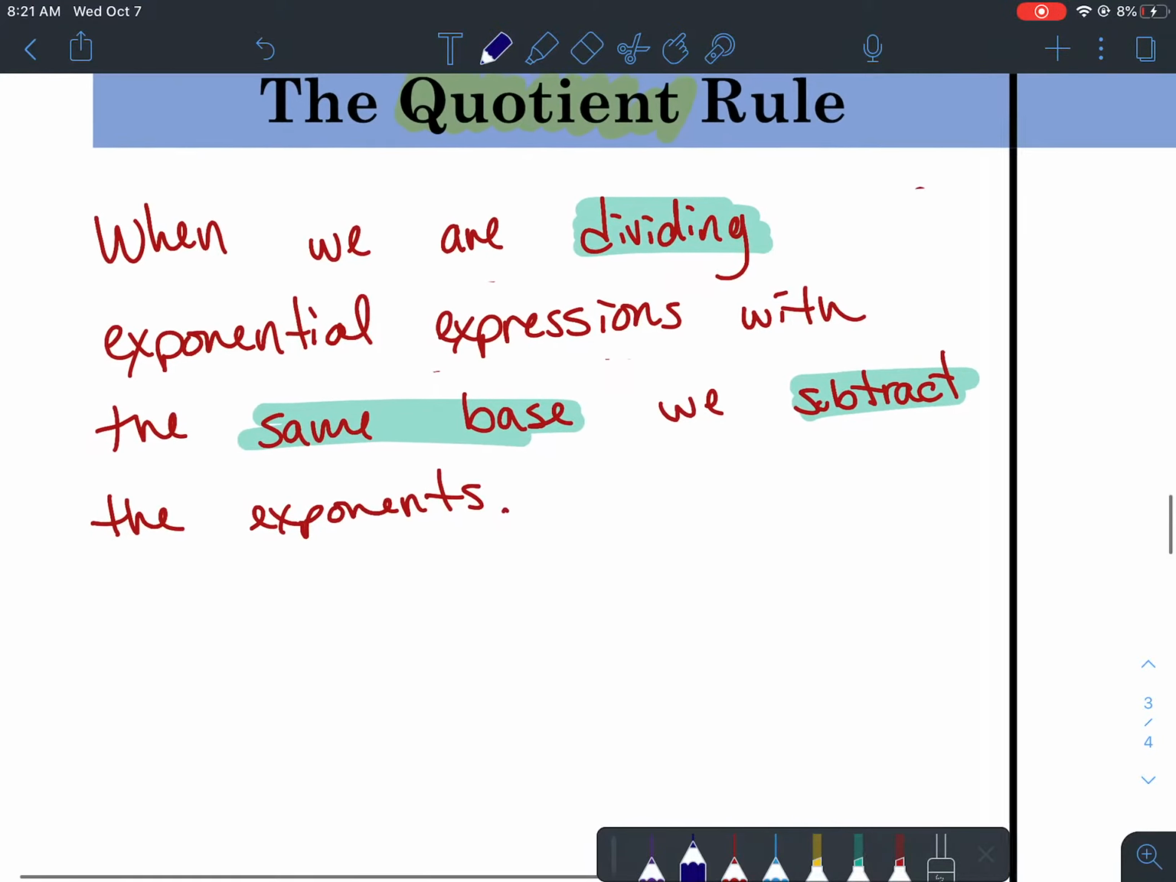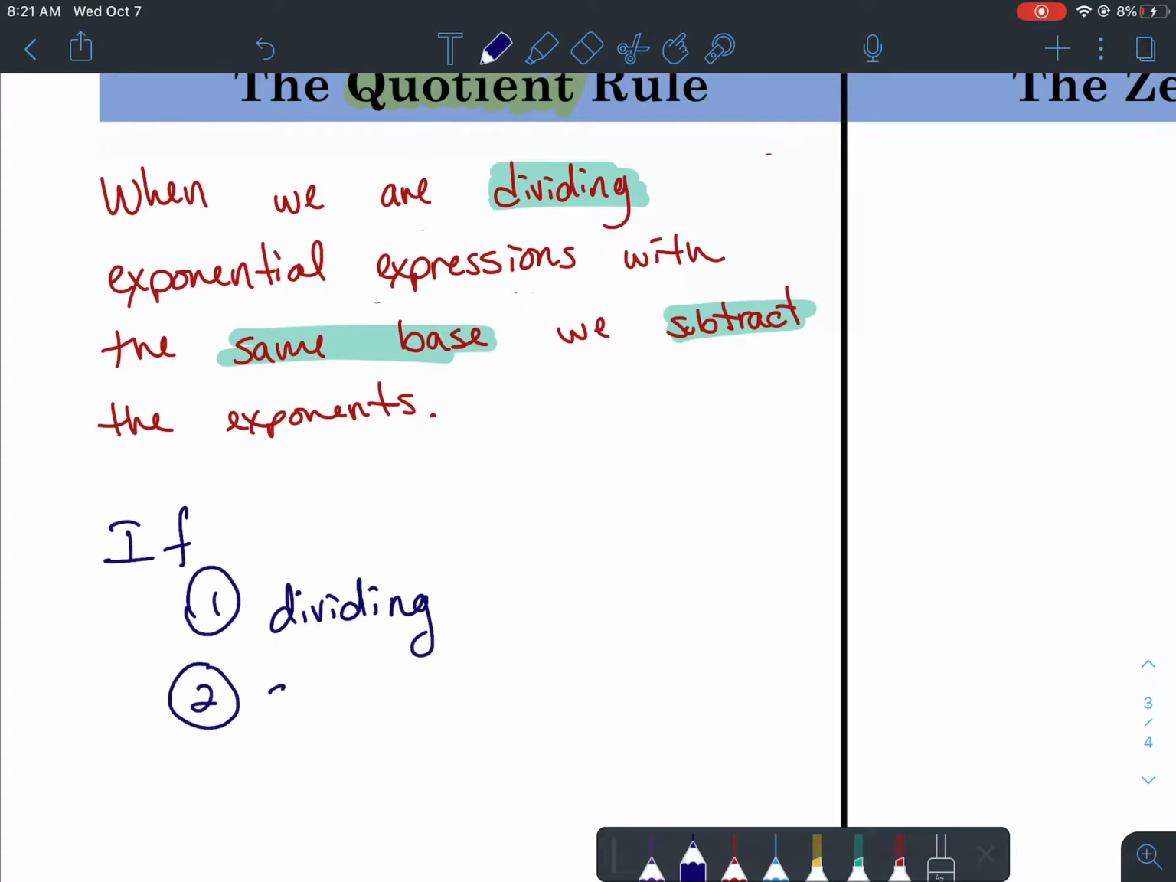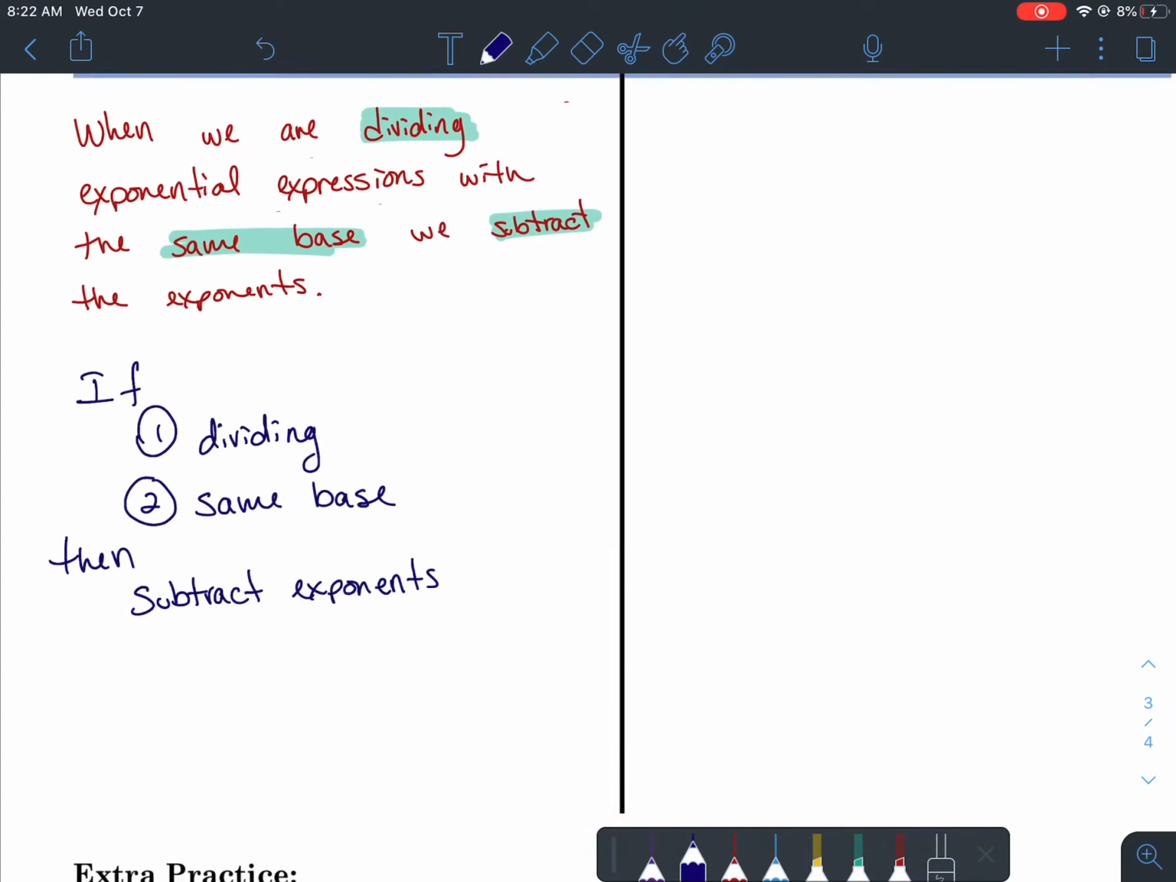Okay? I'm going to write this a little differently. We need two things to be true in order for us to do the quotient rule. So if, one, we're dividing, two, same base, then we subtract the exponents. Okay, those are the basic steps.